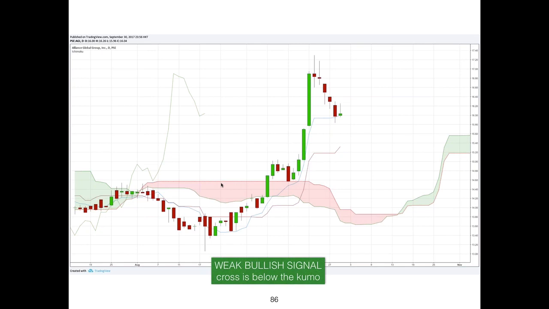Now this is the chart for AGI. AGI made a weak bullish signal because the cross is below the Kumo. Again, just like IMI, it did not make a strong move immediately after the cross. After it went above the Kumo, it also retested the Kumo as new support before trending strongly afterwards.